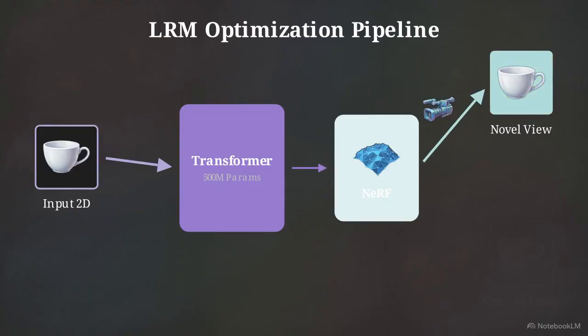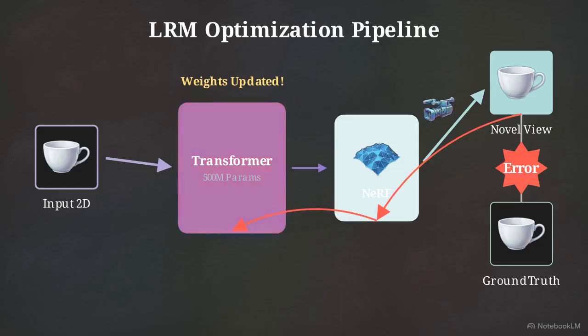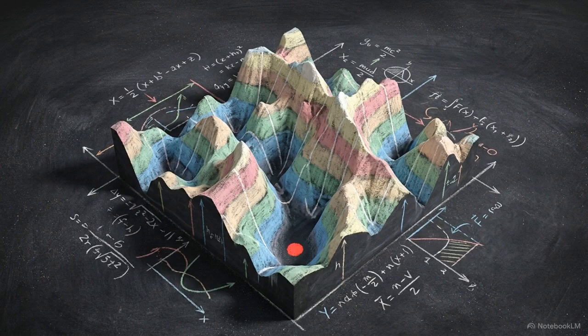During training, the system compares that rendered novel view against ground truth images of the same object from different angles. Any difference between the prediction and the reality results in an error penalty. That error gradient flows all the way backward. It travels from the rendered image, through the NeRF rendering equations, and directly into the transformer's parameters to adjust their weights. Traditional systems rely on iterative gradient descent per scene.